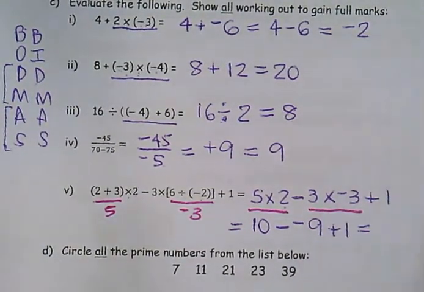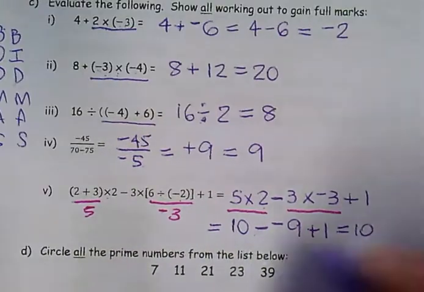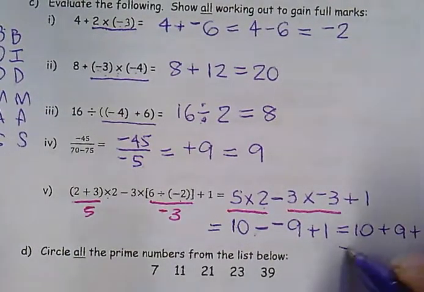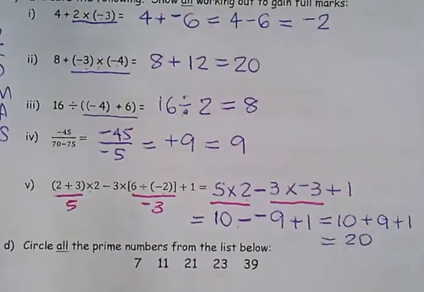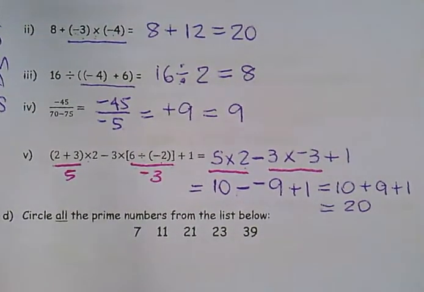plus 1. Now, take away negative, those two signs together need to be converted to a single sign. That is 10, take away negative becomes a plus. So 10 plus 9 plus 1. And that's 10 plus 9 is 19 plus 1. The answer is 20.